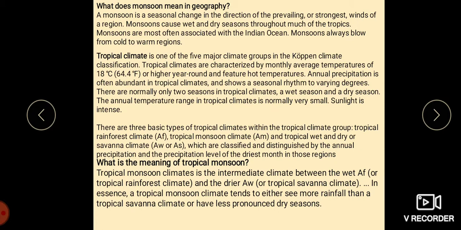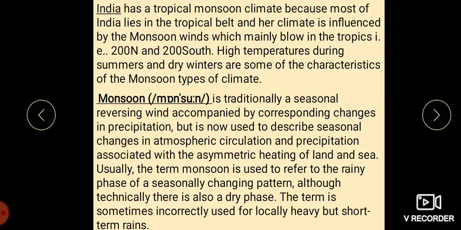So, what is the meaning of tropical monsoon then? We saw the meaning of monsoon, we studied the tropical climate, then what is tropical monsoon? Tropical monsoon climate is the intermediate climate between the wet tropical rainforest climate and the drier savanna climate. In essence, a tropical monsoon climate tends to either see more rainfall than a tropical savanna climate or have less pronounced dry seasons.